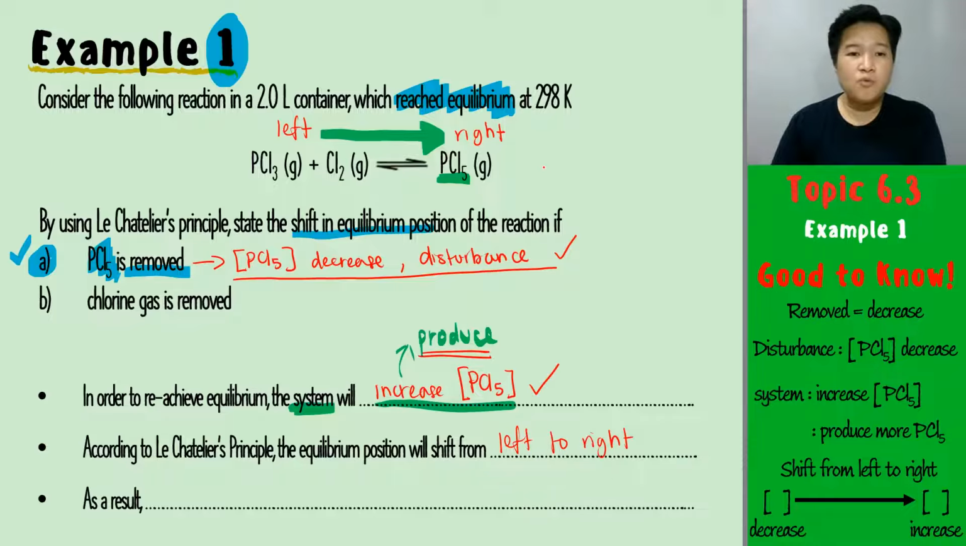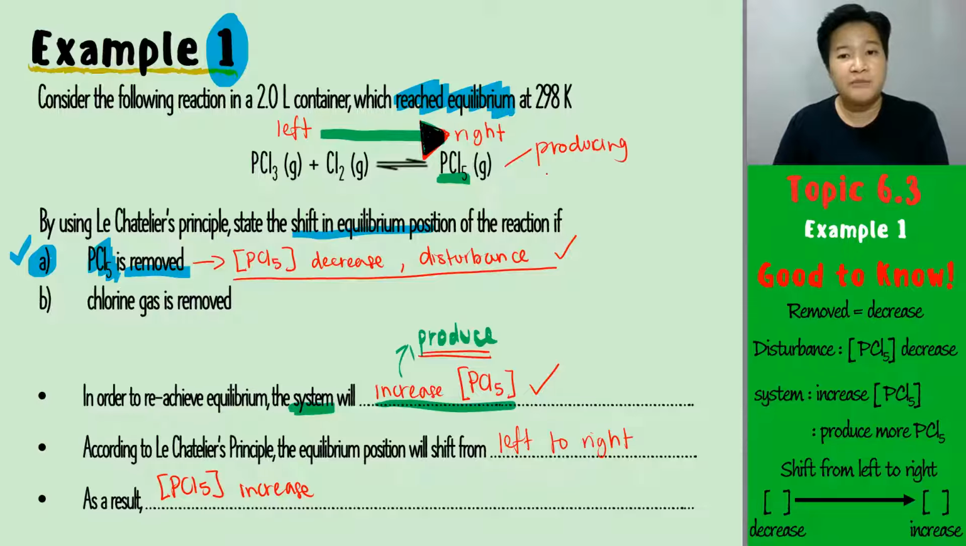And as a result, what happened to the concentration? Look at it. We are moving to your PCl5 over here. In other words, guys, we are producing PCl5. As a result, the concentration of your PCl5 shall increase. See that? Alright, because we are producing it. Since we are producing your PCl5, the we I mean over here is the system. So the system right now is producing PCl5.